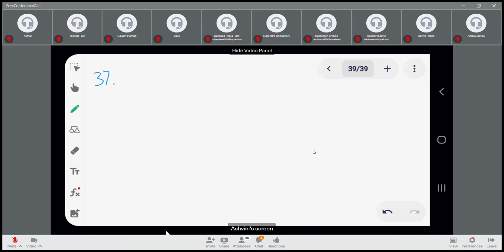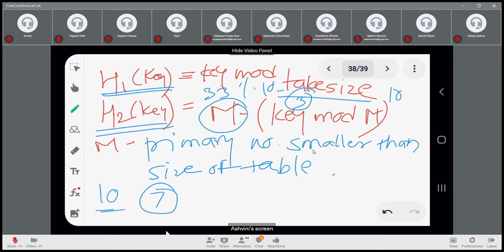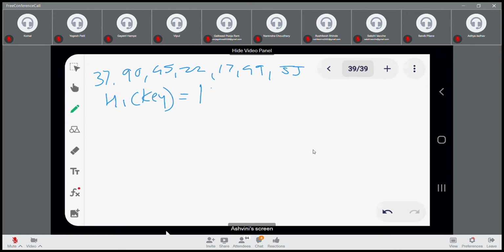What exactly is the second hash function? Take the numbers 37, 90, 45, 22, 17, 49 and 55. These are your numbers and your table size is 10. Initially you can insert the elements using the formula for H1 key. So what is the formula for H1 key? The formula of H1 key is key mod table size. This is the simple one. So what is the table size? It is 10.